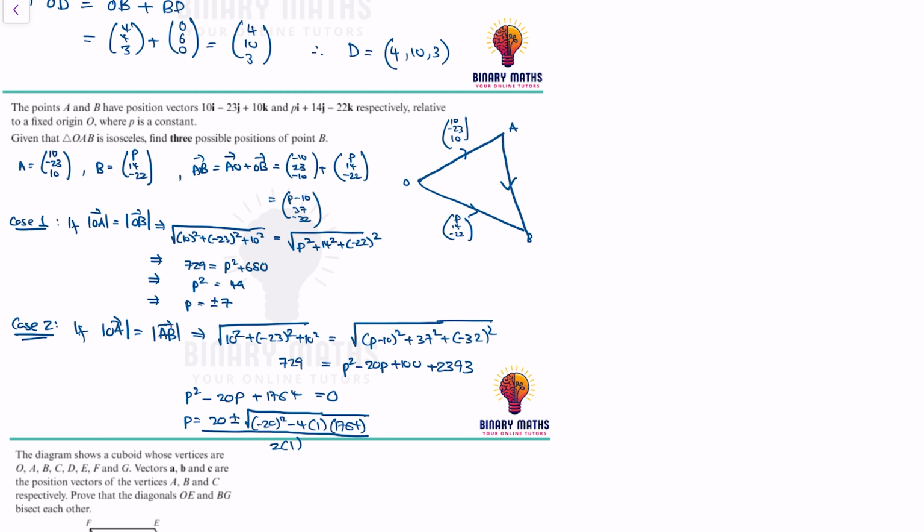But here we get a discriminant, which implies the discriminant is equal to minus 6656, which is less than 0, therefore no solution for case 2. So case 2 has no solution. We need to go to case 3 now.